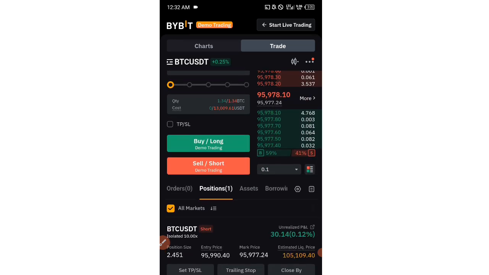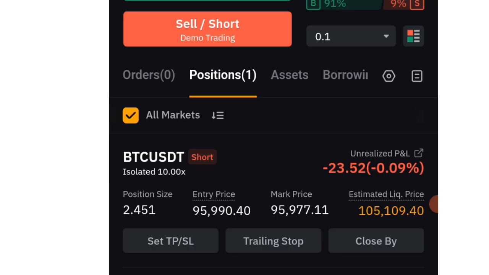Let's now continue. So after you have entered your trade, this is very important. Set TP and SL. What's the meaning of TP? TP means take profit. SL means stop loss.